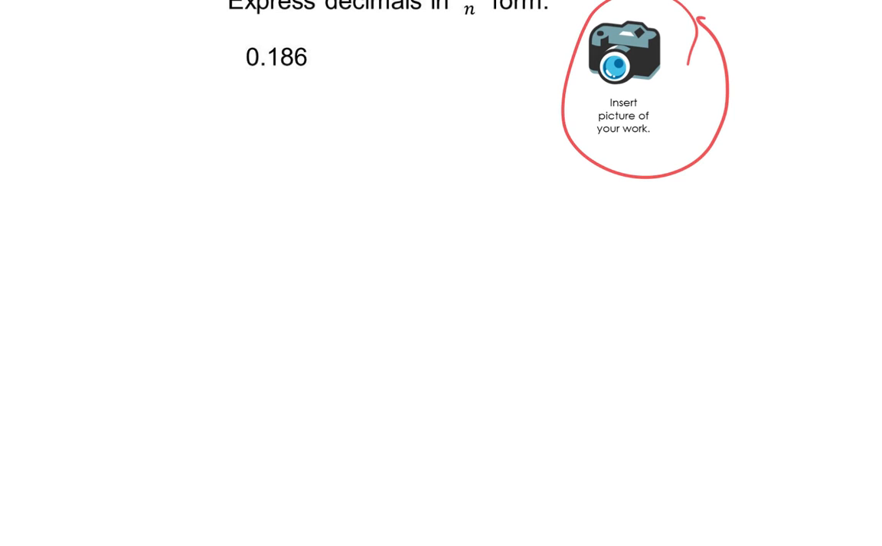I want to see a picture of this one because I want to see how you do it, that you don't just write the answer that I tell you. So I want to see the steps for this one. So yes, insert a picture.